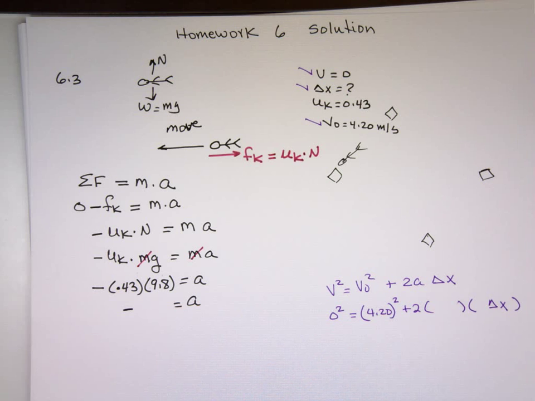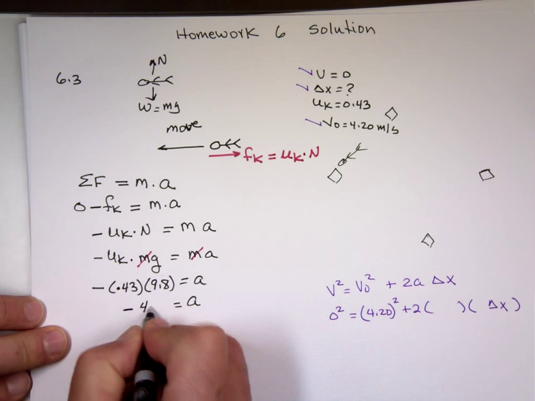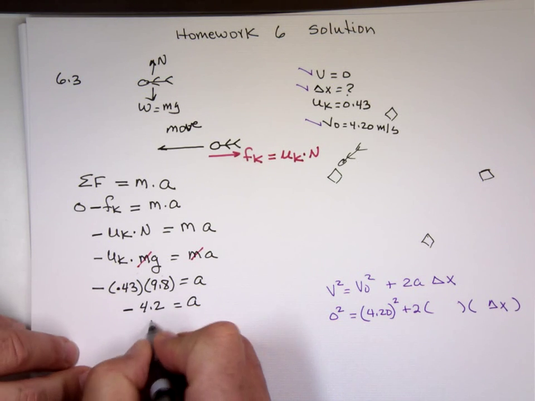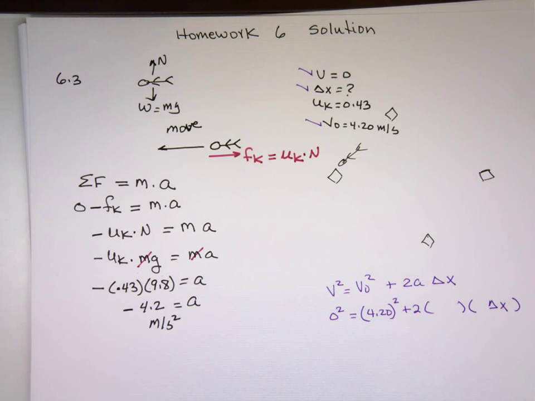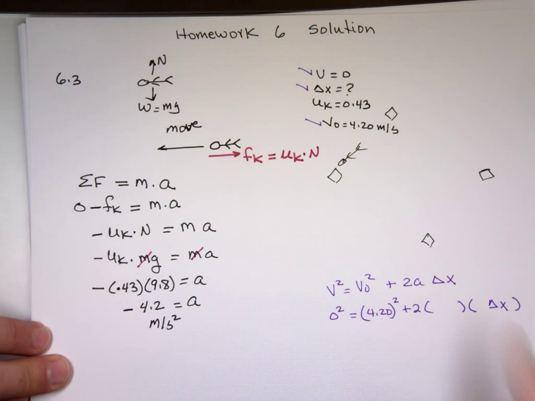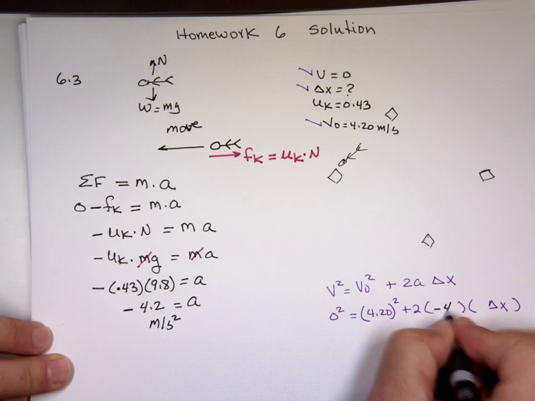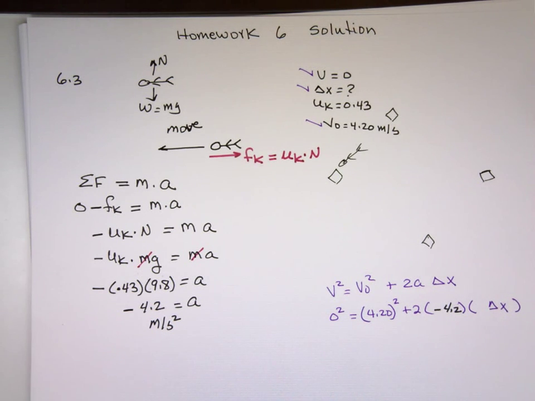Is that 4.2? Now you come back and you put that number into this one. How many unknowns do we have there now? Only one unknown.